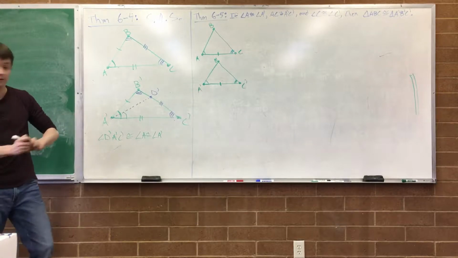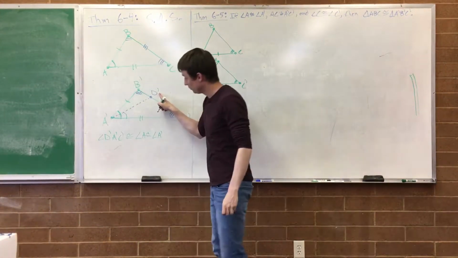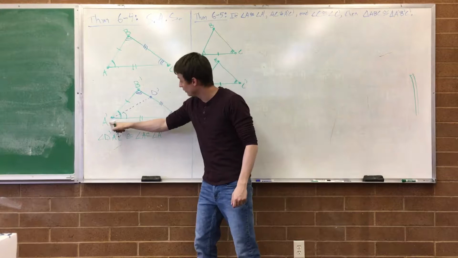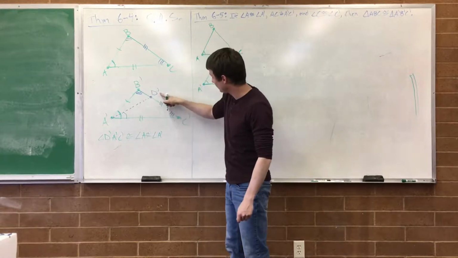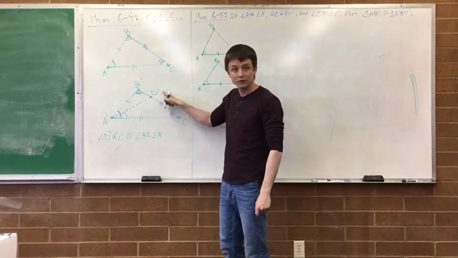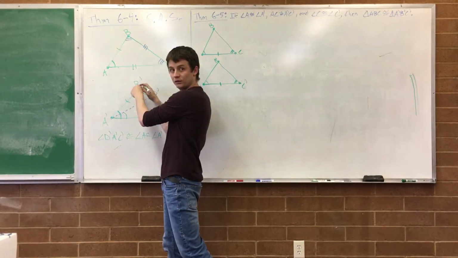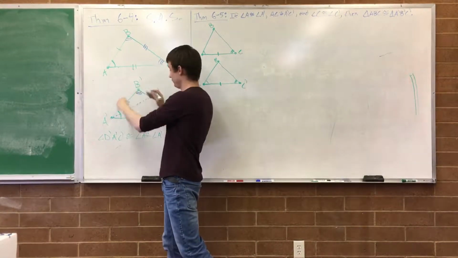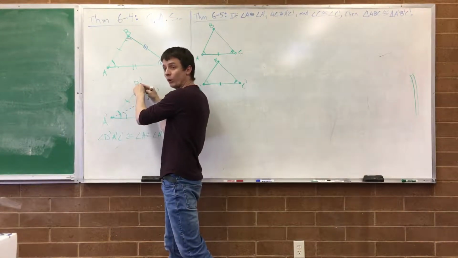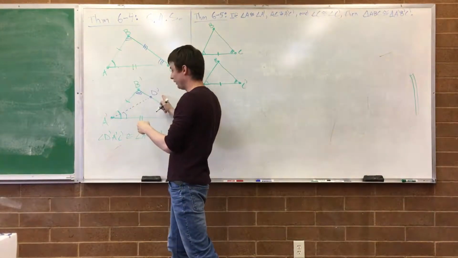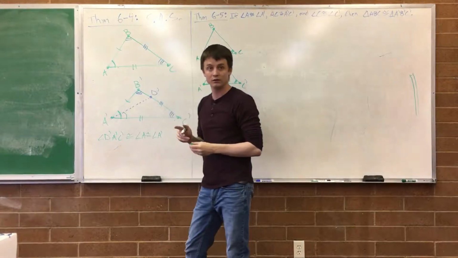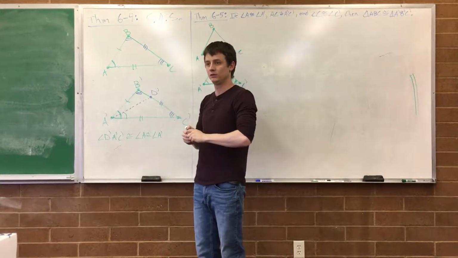Right? So D prime is on this ray from A prime, and D prime is on this ray from C prime. So D prime is where these two rays intersect. These two rays intersect at one point. They intersect at D prime, and they intersect at B prime. Therefore, D prime is B prime.